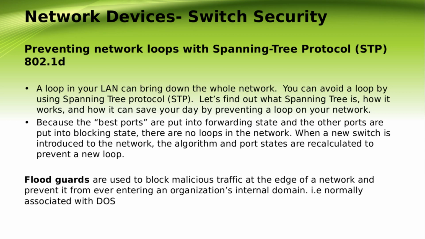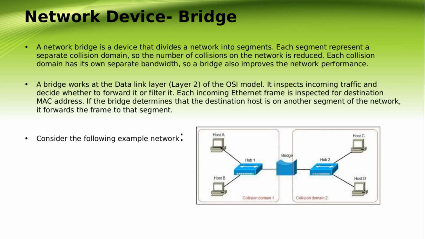So next, bridge. Normally, in a picture, we can see here the hub. There are two hubs and the middle bridge. The network bridge is a device that divides a network into segments. Each segment is a separate collision domain with its own bandwidth.